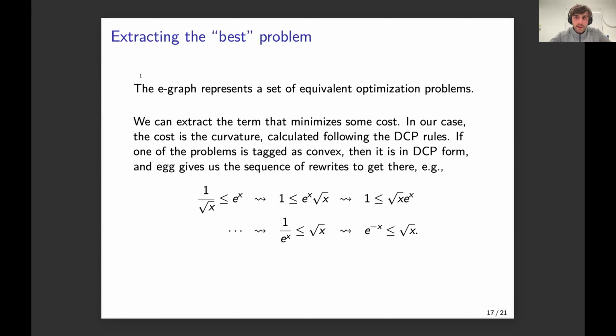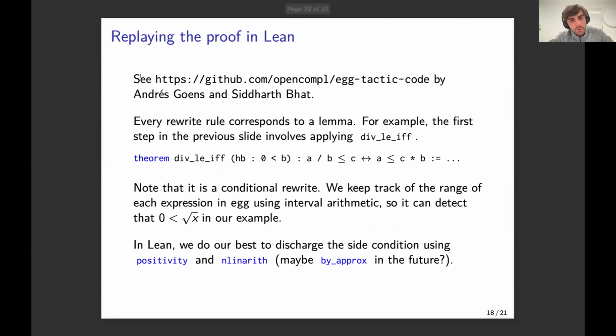And if you can find that term, then you can ask for an explanation of why that's equivalent. And that's basically a sequence of rewrites that take you from one term to the other, right? So Egg gives us a sequence of rewrites that take us from the original problem to the problem in DCP form. And then what we do is we replay the proof in Lean.